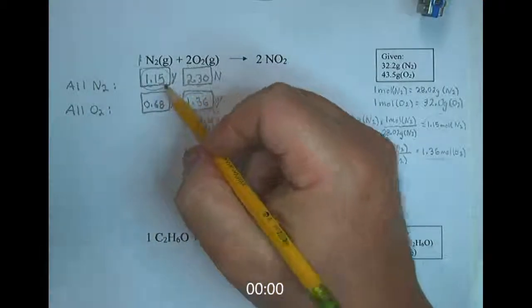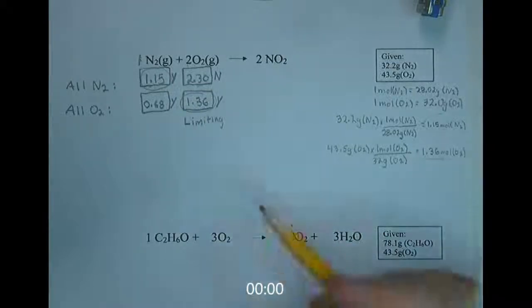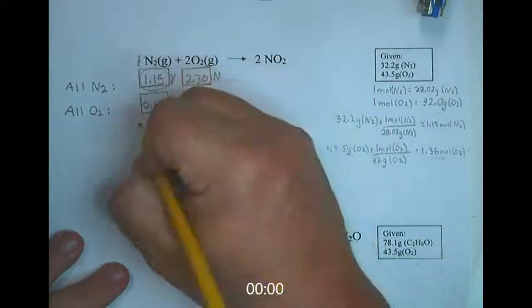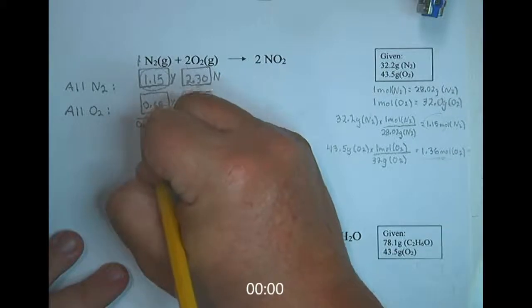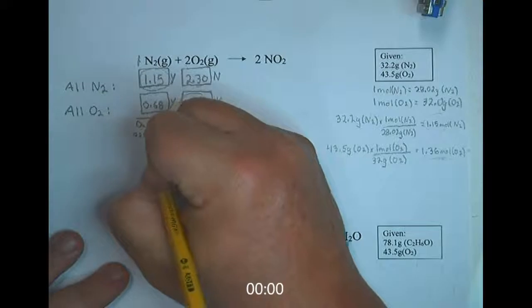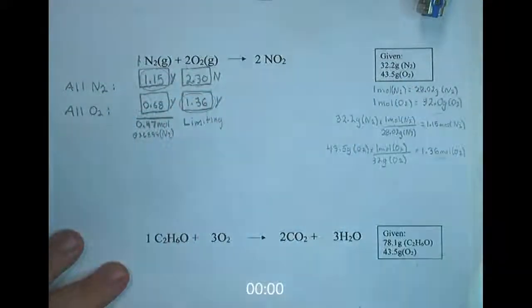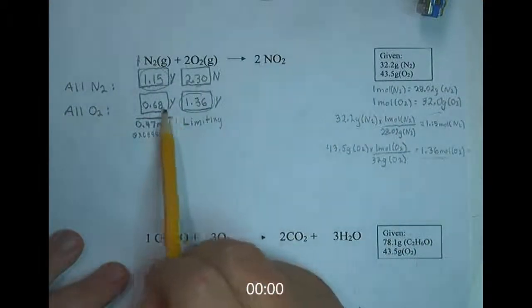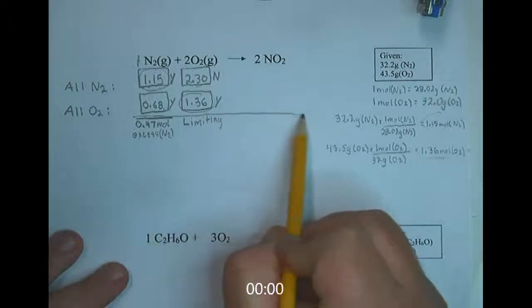And we end up with 1.15 minus 0.68. And that gives us 0.47 moles of excess nitrogen. I'll just do a little subtraction there, 0.47. It's always the bigger minus the smaller, moles of excess nitrogen. Okay, so the reaction that's going to work is the one in the row with the two yeses. There are the two yeses, so I'm going to go ahead and draw a box like that.